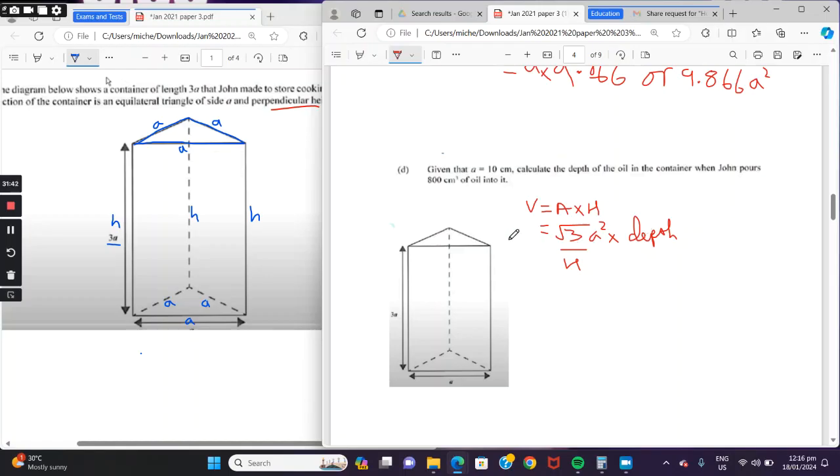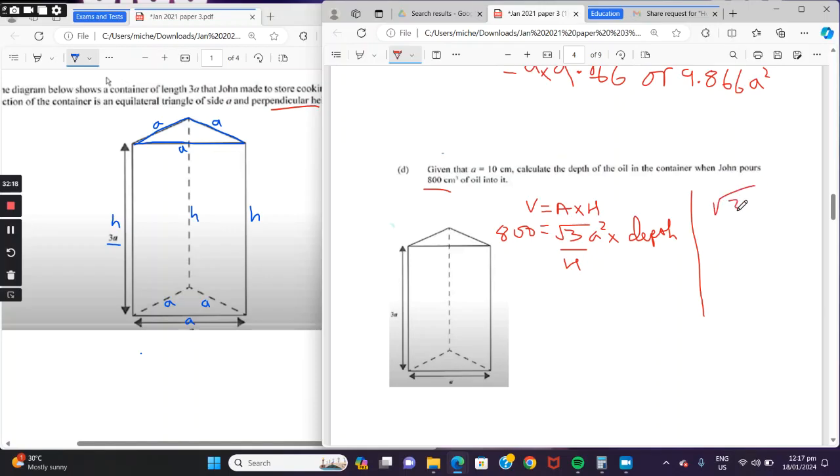So we don't know what the depth is. We know what the area is. And we know that the volume, they're saying when John pours 800 cm cube, that is the volume. So they give you the answer for the volume. Therefore, this is a transposition problem, right? Now, to make this a little bit easier, we need to find the depth, how deep. Since they give us the value of A, I could work on this separately and make it a little bit easier.